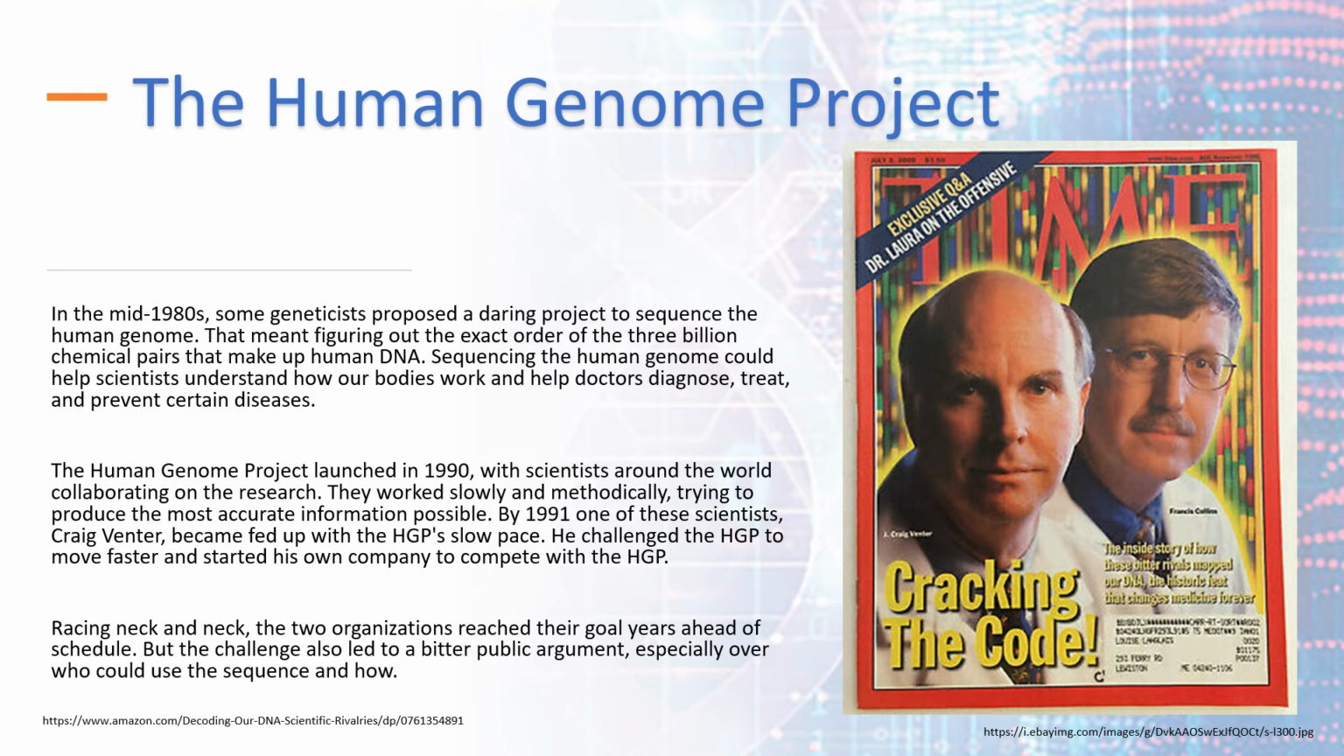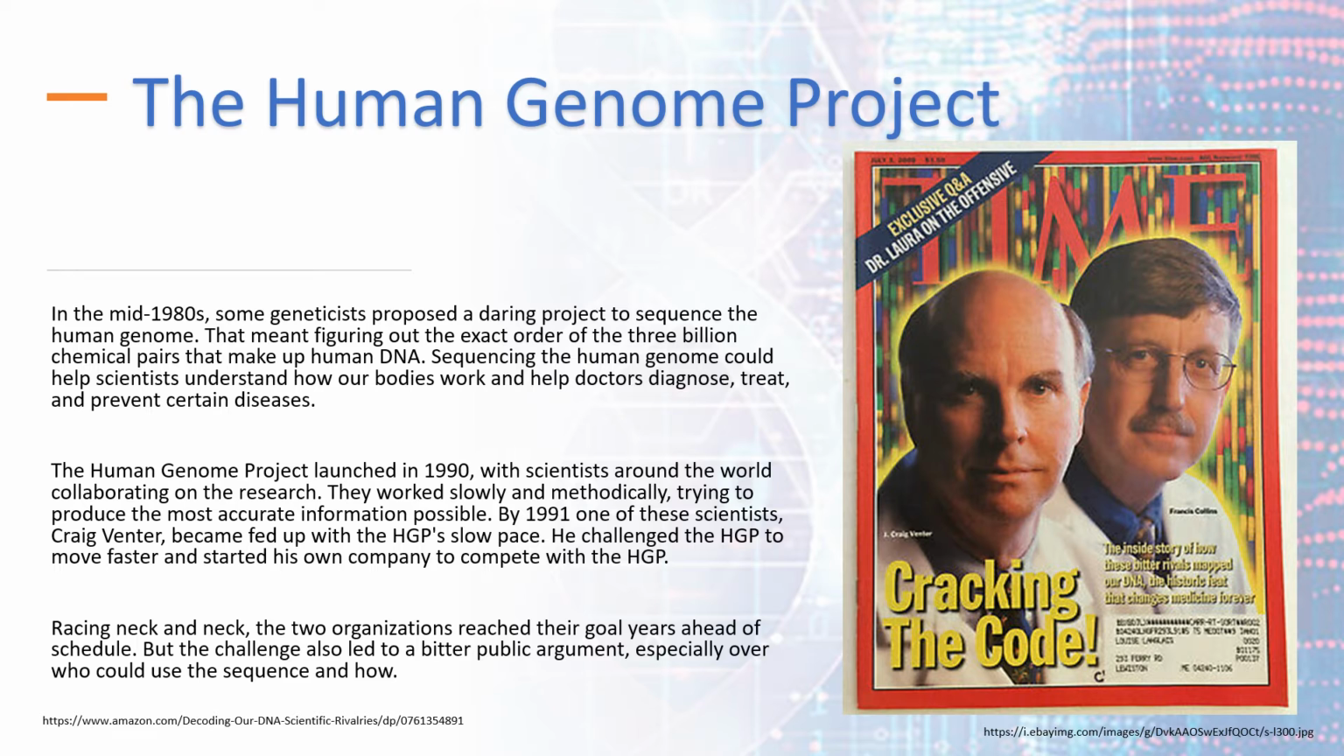The project didn't come without its controversies, and almost like a biology arms race, was the catalyst to promoting next-gen DNA sequencing. But here's a little background information. In the mid-1980s, some geneticists proposed a daring project to sequence the human genome. That meant figuring out the exact order of the 3 billion chemical pairs that make up human DNA.